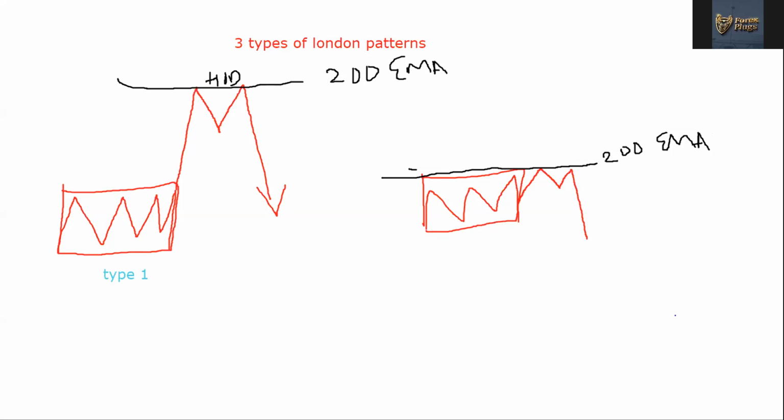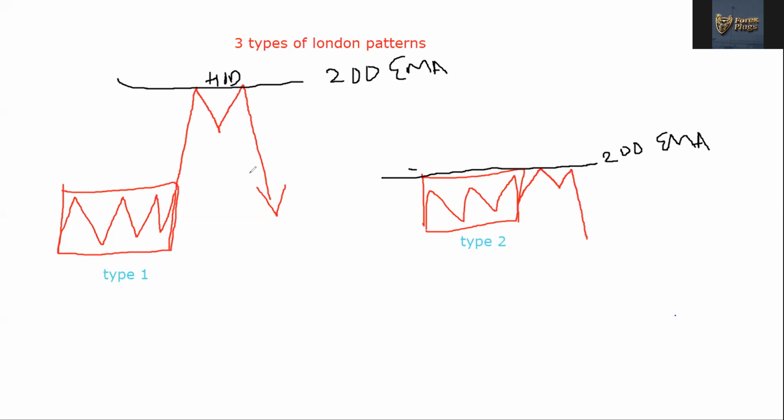So the opposite is true even coming from the downside. If we just invert it, it will be a W, which is the opposite of the uptrend. This is for the downtrend. Then we've got the type 3 of the London pattern.